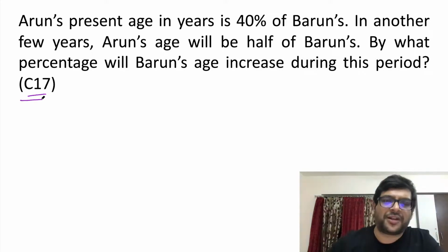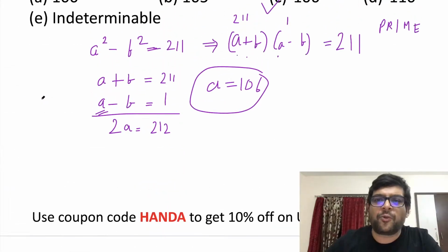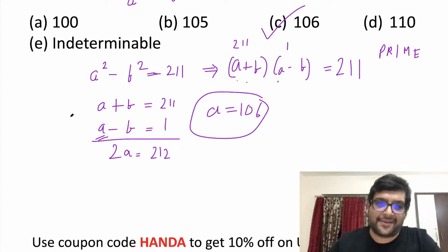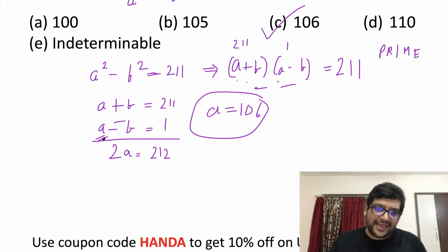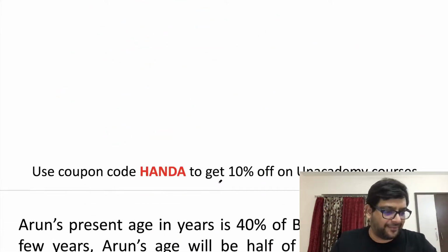Shreya is asking about what if it was not a prime number? Then yes, you will have to consider all the cases, all the ways you can split it, then calculate the values of A and B, and whichever one is the biggest, that would have been your answer.